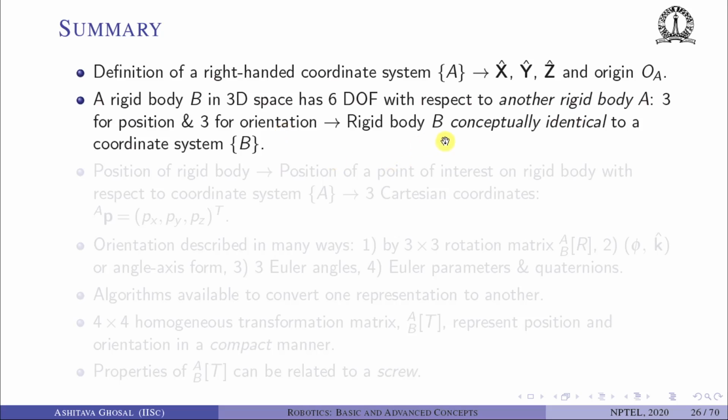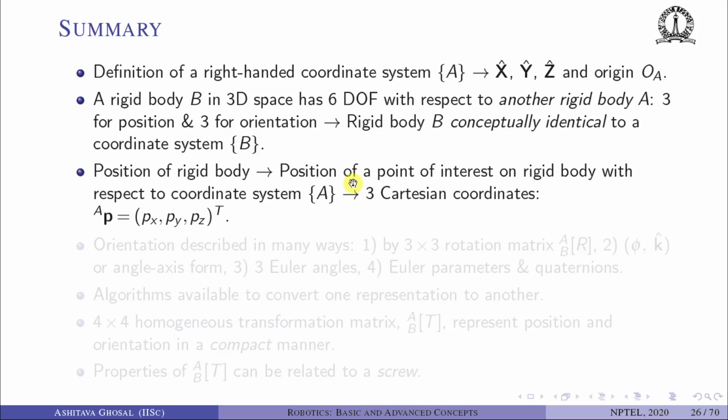The rigid body B is conceptually identical to a coordinate system B. We are not really interested in the shape, size, weight, and other properties of the rigid body at this stage. The position of a rigid body is nothing but the position of a point of interest on the rigid body with respect to the coordinate system A. This is most often represented by 3 Cartesian coordinates px, py, pz, which are the projections of the vector AP, from the origin of the reference coordinate system to the point, along the x, y, and z axes.